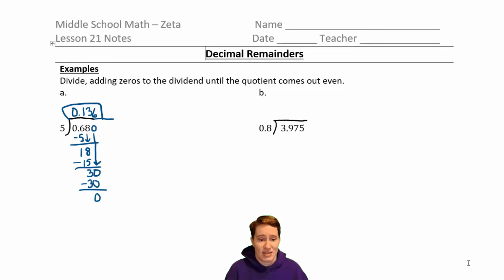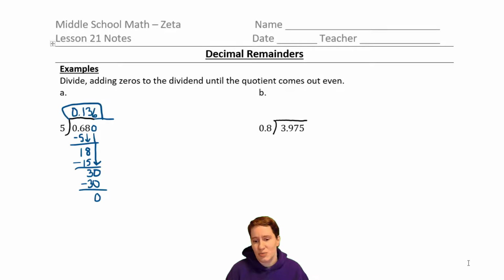And remember, depending on how you want to say this, we could say there are 5 0.136s inside of 0.68. That would be one way of saying it, and that's the situation going on here.